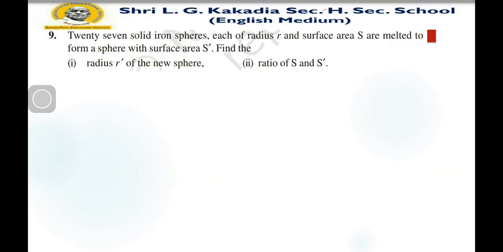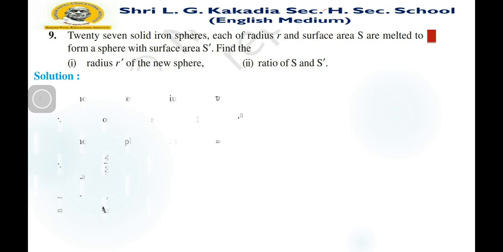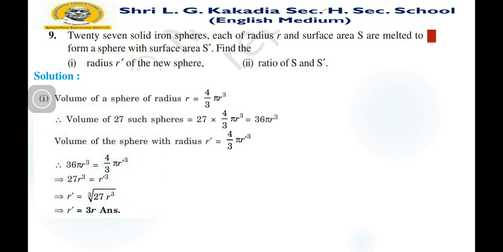So solution: volume of a sphere of radius r is 4/3 pi r cube. It is a small sphere. So the volume of 27 such spheres is equal to 27.